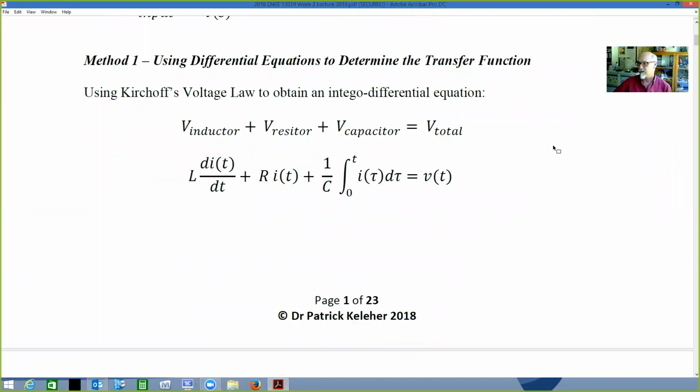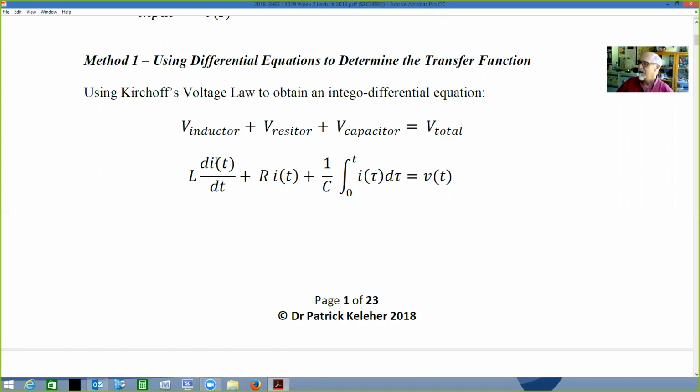If we use Kirchhoff's voltage law to obtain the integro-differential equation, which just means you've got differentials and you've got integrals in it. As you cycle through that circuit, you know from Kirchhoff's laws that the total voltage equals the sum of the voltage drops across each of the components. So we've got the voltage drop across the inductor, the voltage drop across the resistor, and the voltage drop across the capacitor. Going back to fundamentals, as I said beforehand, you've got to know your fundamentals.